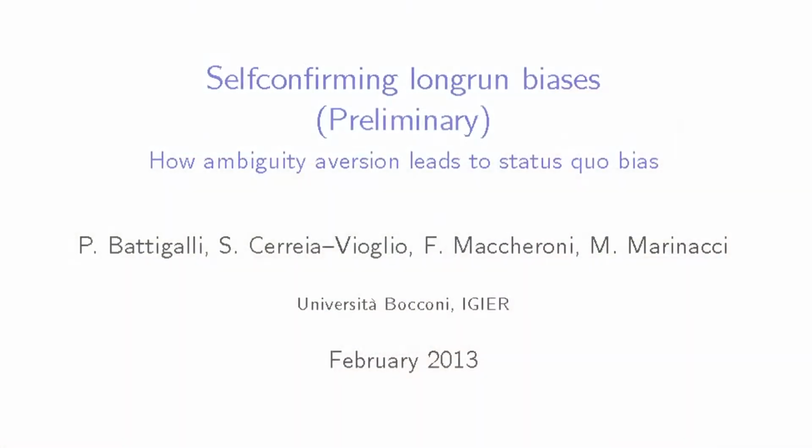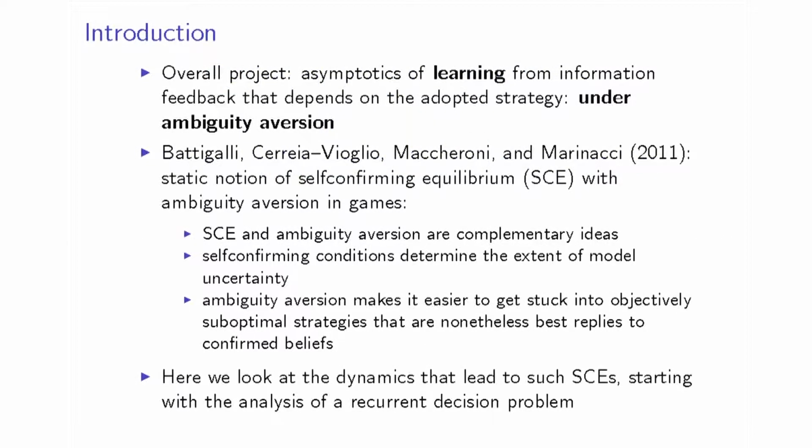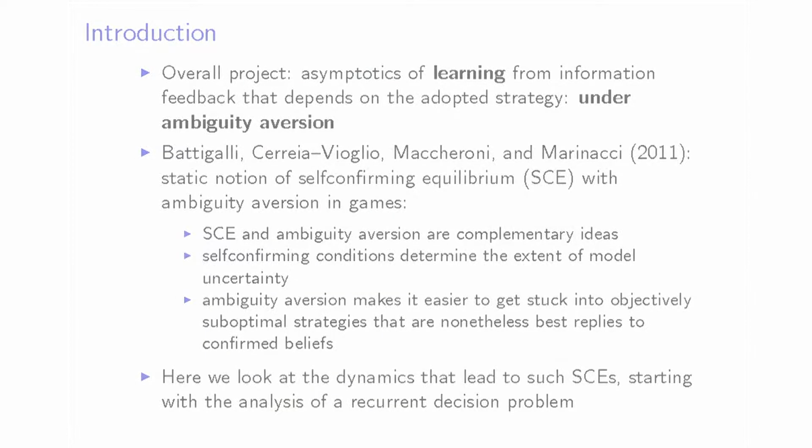This is a joint research project with Fabio Maccheroni, Massimo Marinacci, and Pierpaolo Battigalli. In a nutshell, with this research project, we are exploring learning, asymptotic learning, but when two ingredients are present: when information is endogenously generated and there is no ambiguity neutrality. In particular, we will focus on the case when ambiguity aversion is present.